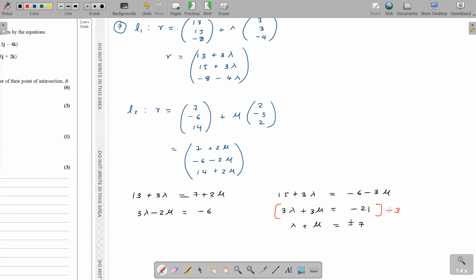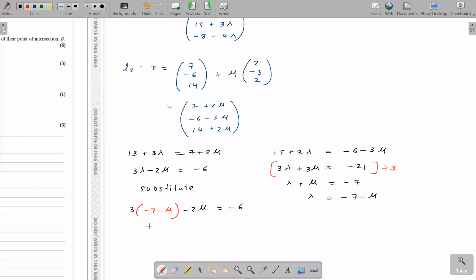Okay. And then let's solve these two equations. So I'll make lambda the subject. I'll get lambda equals minus 7 minus mu here. Let's substitute that value into the first equation that we got. 3 lambda minus 2 mu equals minus 6, with lambda as minus 7 minus mu. So this is going to be 3 times minus 7 is minus 21, 3 times minus mu is minus 3 mu, minus 2 mu equals minus 6.